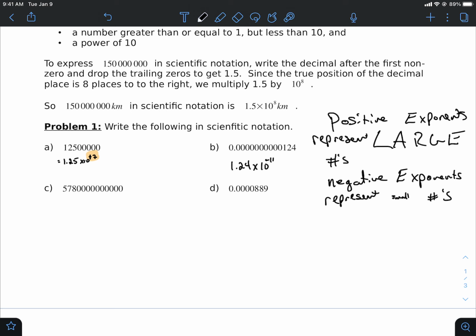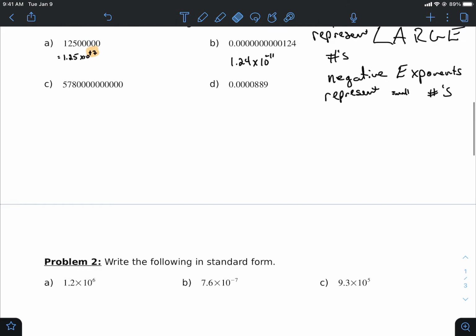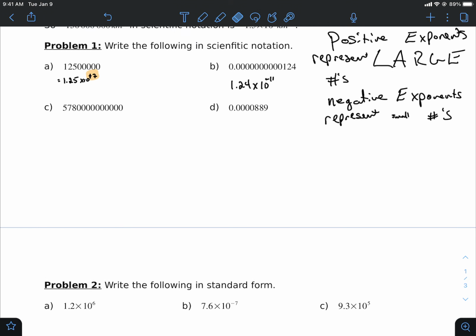Questions, comments, concerns? I'm going to go down to the other page there. I'll leave those other two for you to try. Just be careful. Okay. Or do we need to copy still? Are we good?